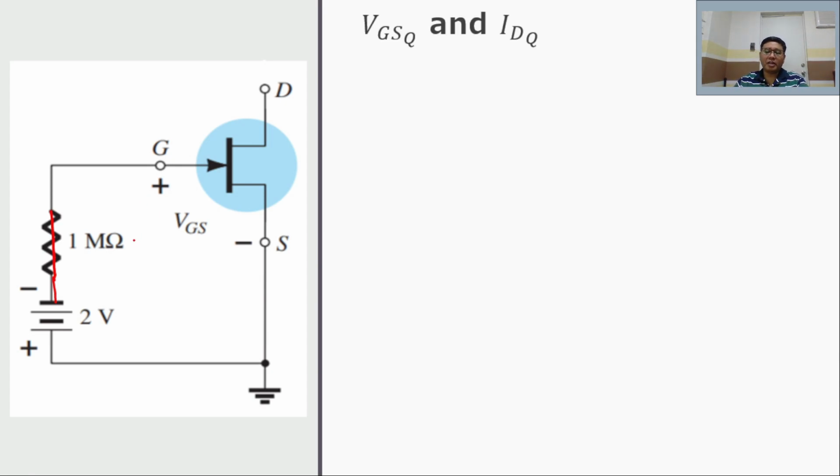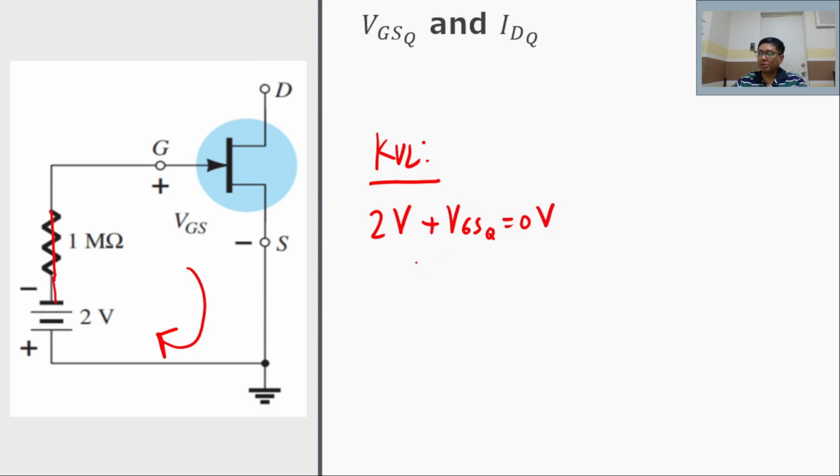Let us write down the polarities of the voltages. We have minus plus 2 volts for VGG. We have plus minus VGS for the gate to source voltage. Afterwards, let us write down the KVL equation to get the value of VGSQ. We have 2 volts, which is your VGG, plus VGSQ equals 0 volts. That's why VGSQ is fixed at negative 2 volts.